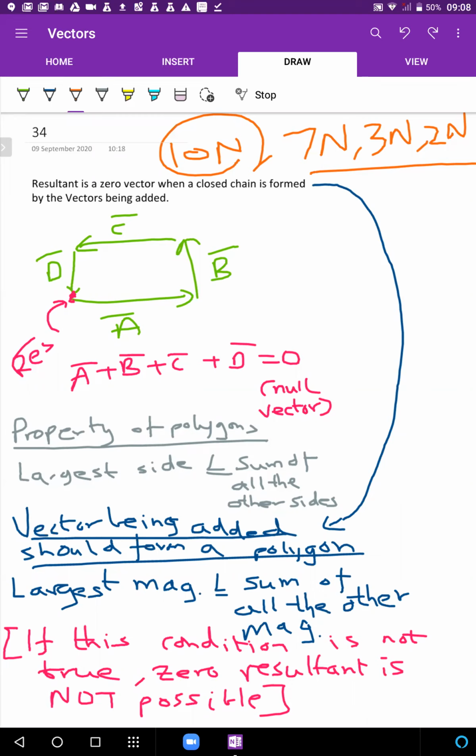But if this condition is false, when will this condition be false? कब मैं polygon बना नहीं सकता हूँ?